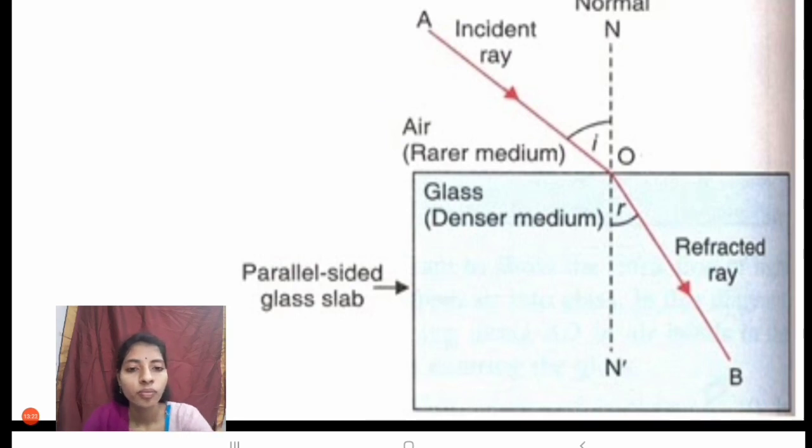So see here, when the incident ray makes an angle with the normal, that is I, then it is known as the angle of incidence. The angle between the incident ray and normal is known as angle of incidence, and the angle between the refracted ray and normal is known as angle of refraction.